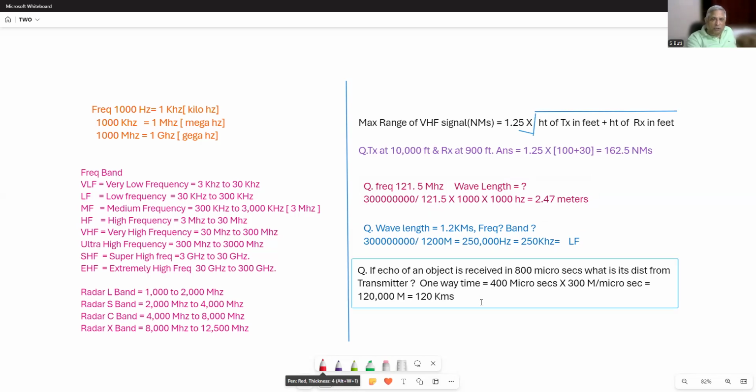Another type of question from this topic, or today's lesson: if an echo of an object is received in 800 microseconds, what is the distance from transmitter? That means one-way travel time is 400 microseconds. In each microsecond, radio waves travel 300 meters. So total distance will be 120 kilometers. These are the type of questions, fairly simple, but are asked in examination.